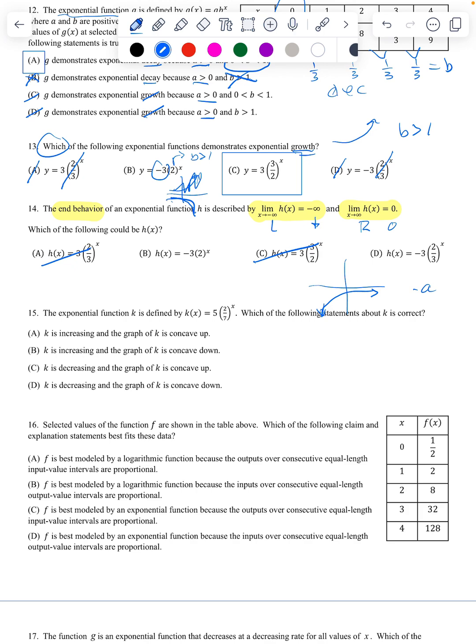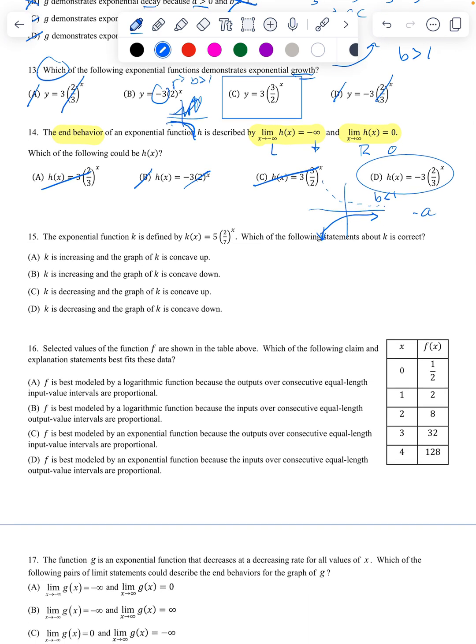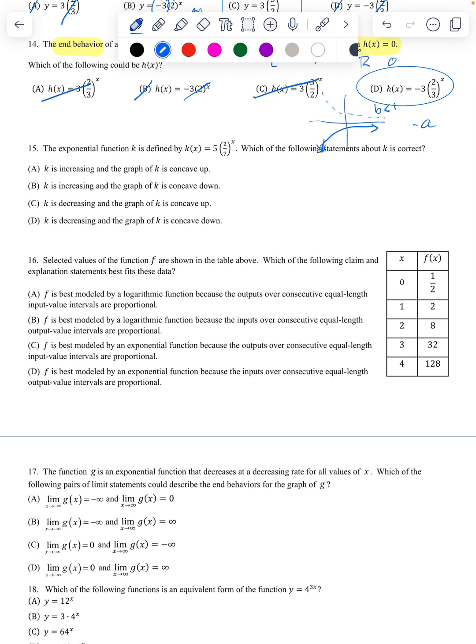And then if you drew what it would have been before it was flipped over, it would look like that, and that would require B to be less than 1. So of my 2 remaining options, this is the only one that has a B value that is less than 1. So sketch it out and then match up what you know about the graph with what your options are.